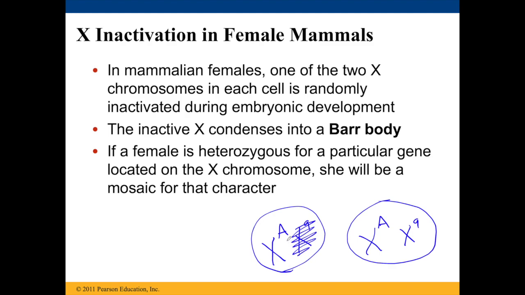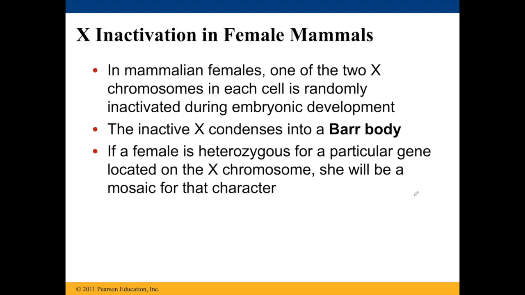That means that cell is only going to express the dominant version of that gene. Whereas in this cell, she turns off this version of the X chromosome. That means in that cell, she's only going to express the recessive version of that gene. So what that means is, if a biological female is heterozygous for a gene on the X chromosome, then she's going to be a mosaic for that character. In other words, some of her cells are going to express the dominant, and some of her cells are going to express the recessive.